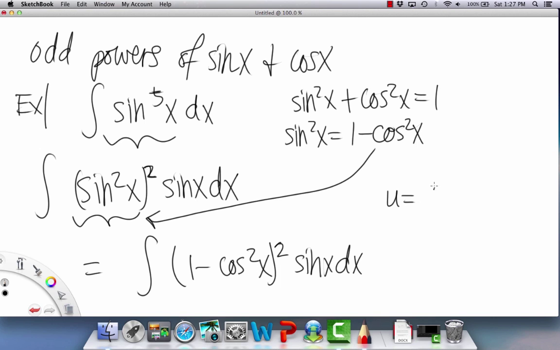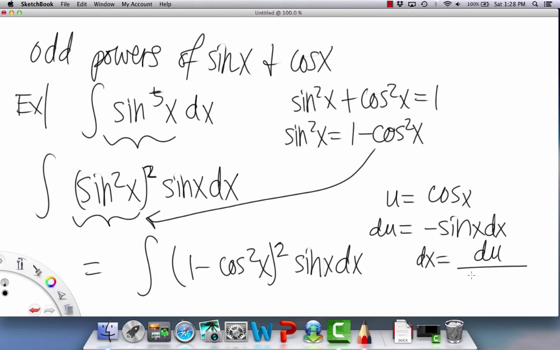We can make u equal cosine x, and du would be negative sine x dx. Now we can get dx by itself to make it simpler, so dx equals du over negative sine x. Now we'll do u sub.